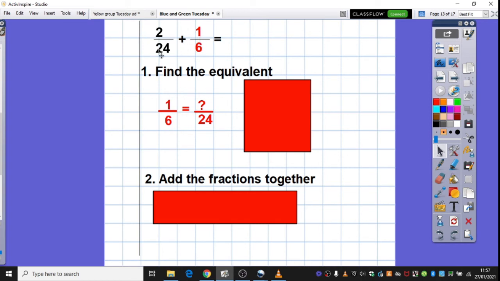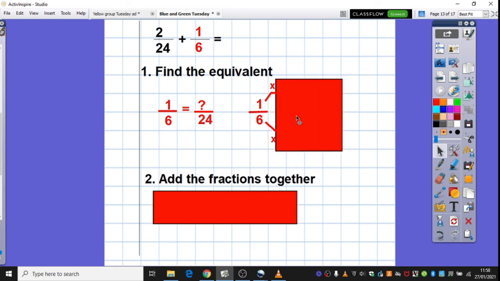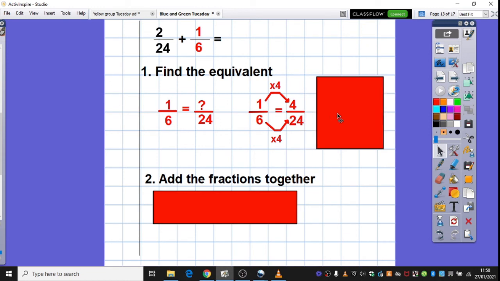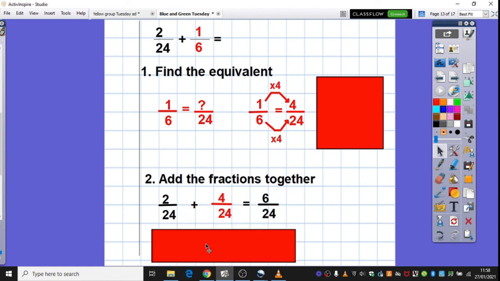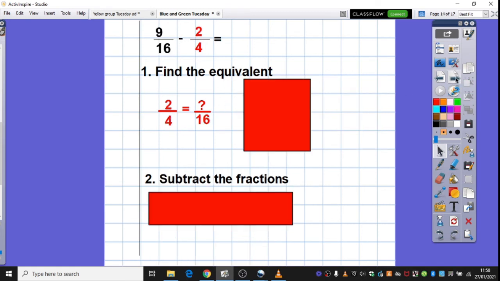So another example here, 2/24 add 1/6. We need to change our 1/6 into 24ths. 6 times 4 is 24, so 1 times 4 is 4. So we get the answer of 4/24. Now our fractions have the same denominator. We can add them together. 2/24 add 4/24 equals 6/24. So find the equivalent fraction and then add the fractions together. And when we say add the fractions together, obviously the fraction from the original question and then our one that we found the equivalent for with the same denominator.